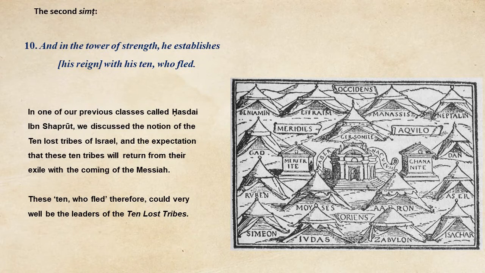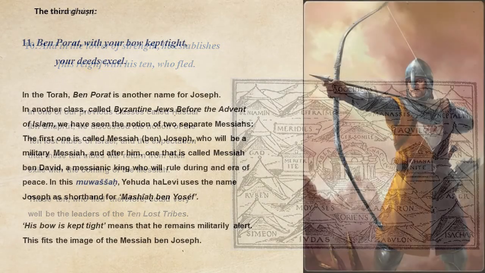In one of our previous classes, which was called Hazai B'Shabrut, we discussed the notion of the 10 lost tribes of Israel and the expectation that these 10 tribes will return, will show up again. They disappeared, and they'll show up again from their exile with the coming of the Messiah. So these 10 who fled, where he has his tower of strength, where he establishes his reign with the 10 who fled, that could very well be the leaders of the 10 lost tribes. It would perfectly fit. The third stanza.